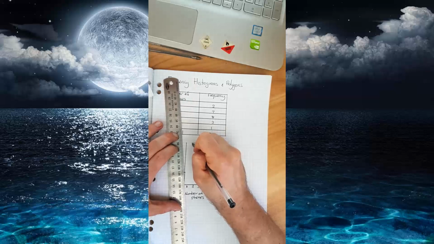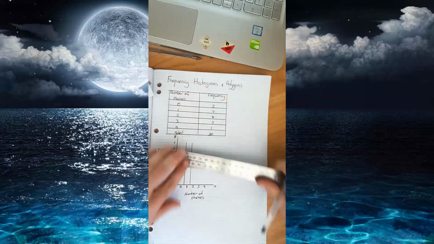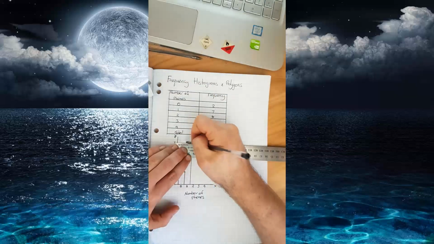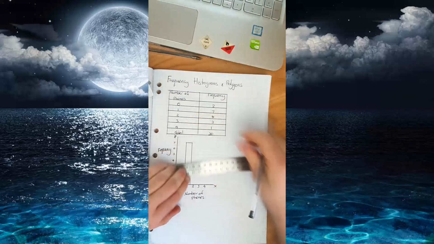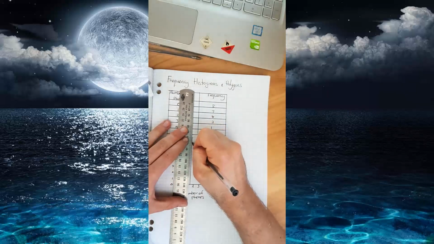Now all the columns from now on are going to be right up next to each other. Now notice how I'm not freehanding this. I don't want you guys to freehand it either. I want you to do it properly. So 2 goes up to 8.